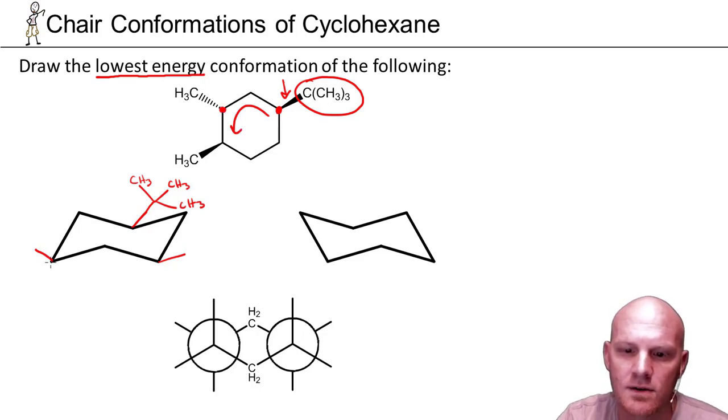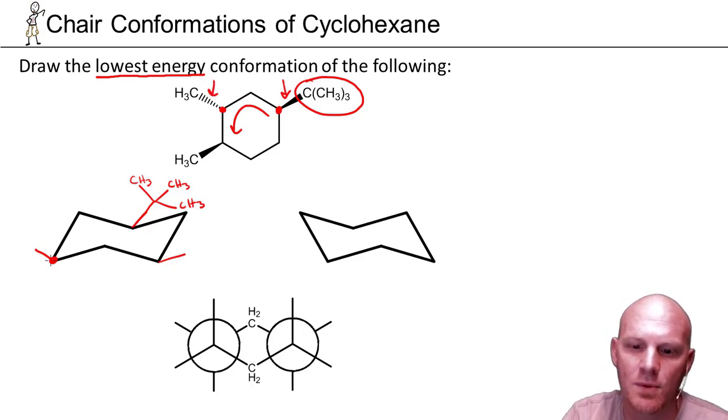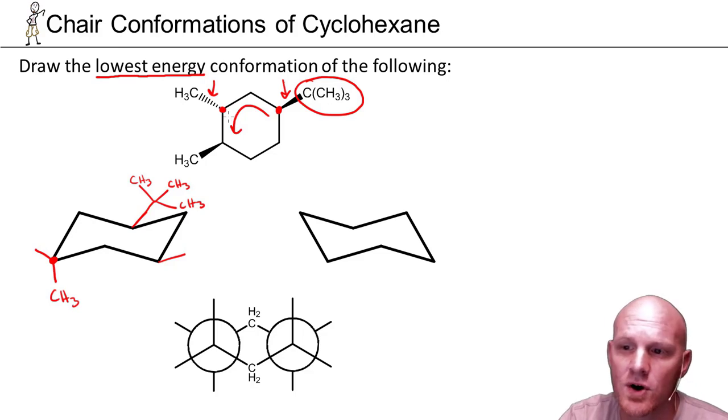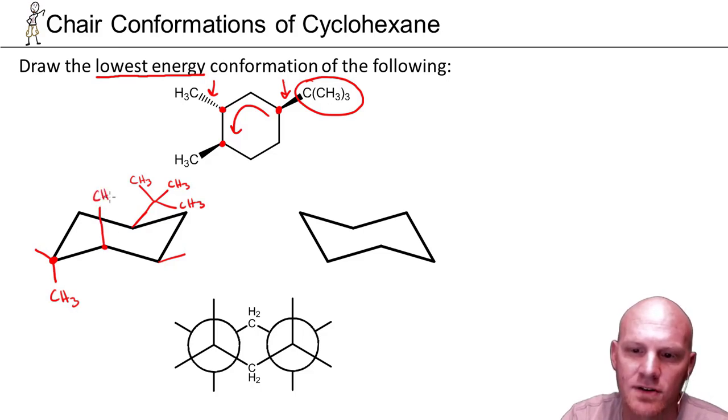So 1, 2. Then from here, this is a dash, so I need to pick the down position. Notice we already had the equatorial drawn in, but that's up. The down position is going to be the axial, and so we'll put a methyl group right there. From there, we'll go counterclockwise 1 more position, right here, and we need the up position, and we'll put a methyl group there, and the up happens to be another axial.